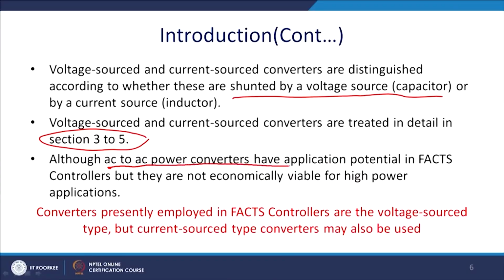Although AC power to AC power converters have applications in FACTS devices, they are not economical and not viable for high power applications. We know that when we have an AC to AC converter, we require a matrix converter. It will have 9 switches, and a single switch cannot handle that quantity of power, so we require to cascade it. So the number of switches will go high, and for this reason we cannot apply this AC to AC converter for very high voltage applications.